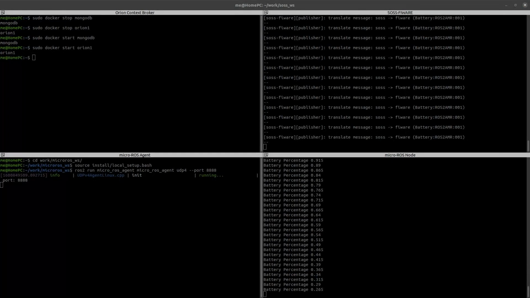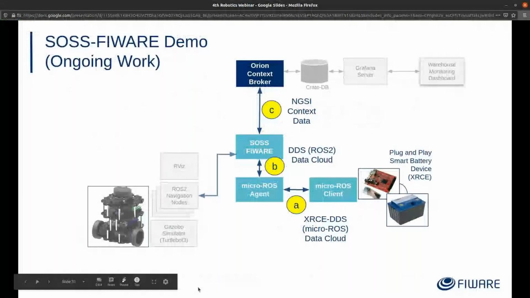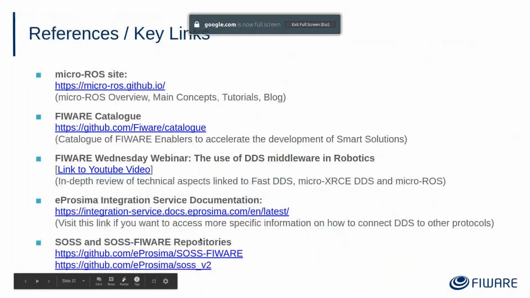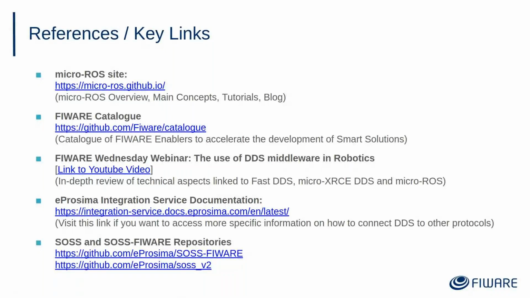Let me recover the presentation. All these parts I have presented here. As a summary, I provide you with this final slide in which I recap all the necessary links to get the relevant information. You have the link to the micro-ROS site, to the FIWARE catalog of enablers, the link to the previous webinar on the use of DDS middleware, this interesting link to the eProsima integration service, and the specific links to the SOSS-FIWARE component and the generic SOSS component.